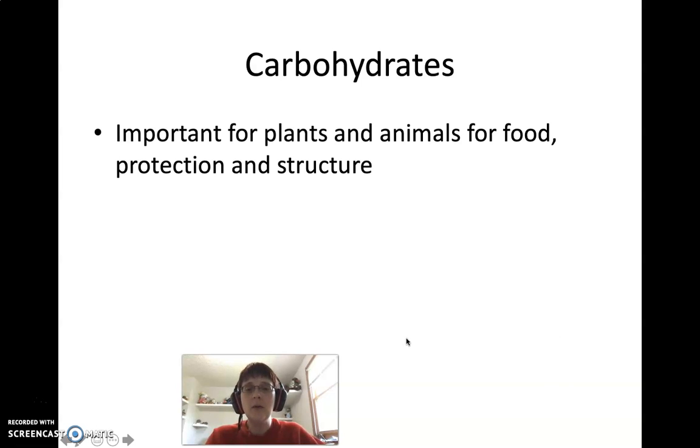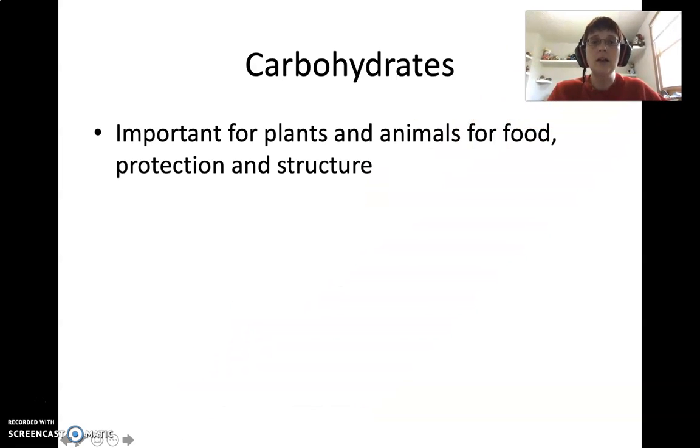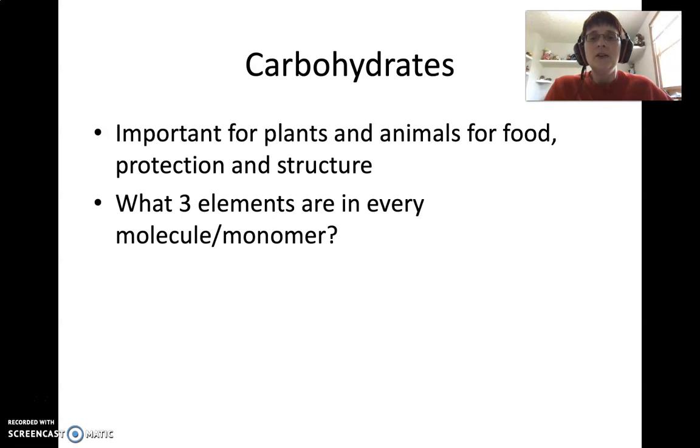Now the next group are the carbohydrates. These are our next polymer that is a natural polymer. These are important for plants and animals as a food source. In fact, most of us, this is our favorite natural polymer because we really like carbohydrates. But carbohydrates are also used for protection and structure for some plants and animals. So what 3 elements are in every molecule or monomer of a carbohydrate? Well, if you take a look at the name, you might get a hint.